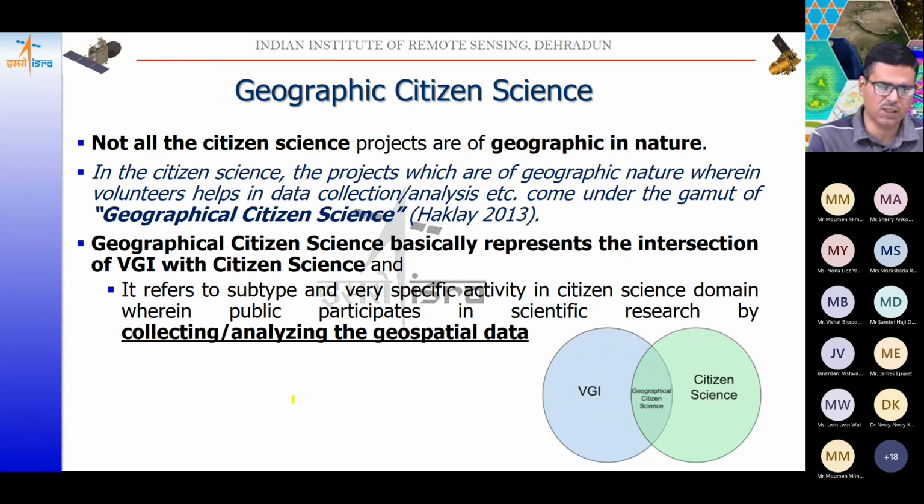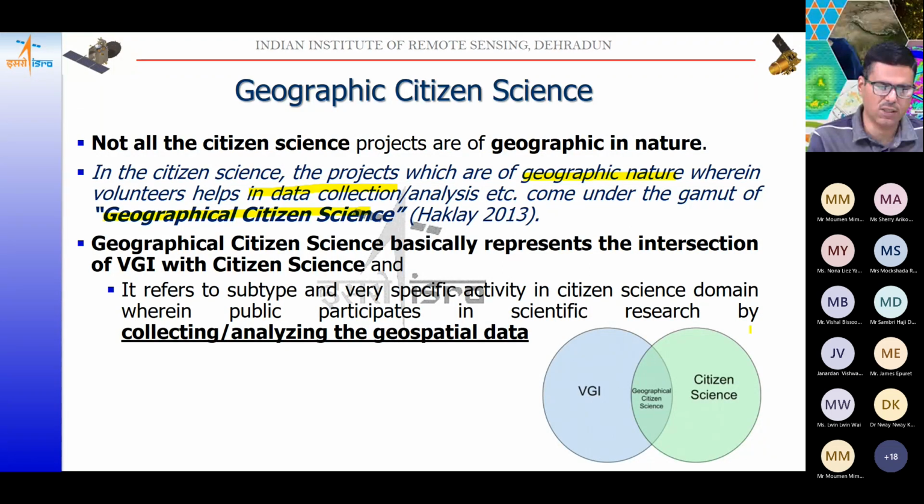One more thing: not all citizen science projects will be geographic in nature, which means not all the data that people will be capturing or assisting with will be purely from geospatial tools. So Haklay has also defined one more term called geographic citizen science. He defined it as citizen science projects that are geographic in nature, wherein volunteers or non-specialists help in data collection and analysis.